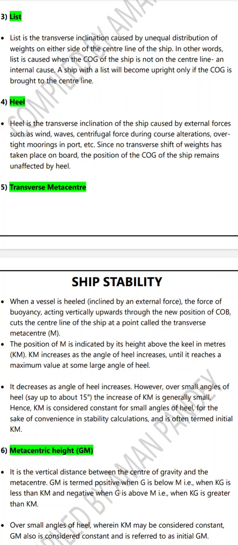List is a transverse inclination caused by unequal distribution of weights on either side of the center line of the ship. In other words, list is caused when the COG of the ship is not on the center line. A ship with a list will become upright only if the COG is brought to the center line.